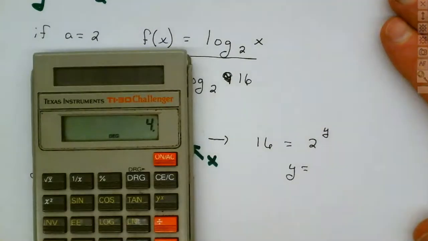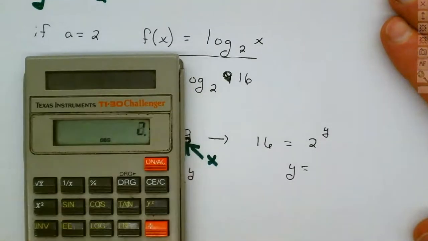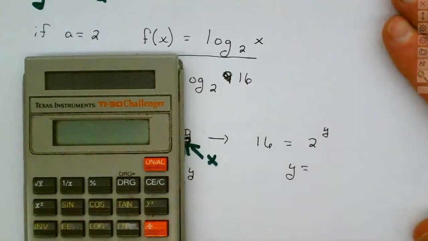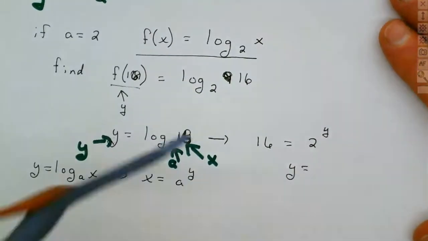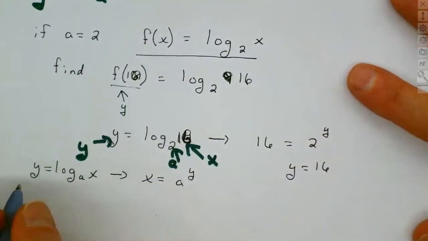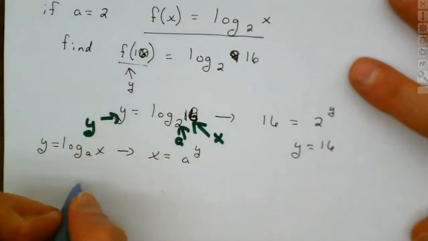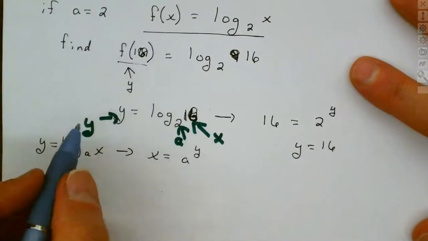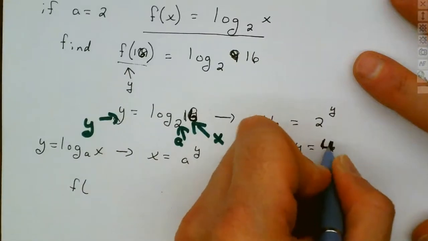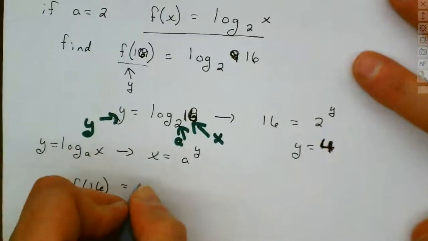2 squared is what? 4. 2 to the third is what? 8. 2 to the fourth is what? Yep, 2 to the fourth is going to be that 16. So we now know that y has to be 4. Oh wait, 4, not 16 here. My mistake, should be a 4, not a 16. So we now know that f of 16 equals what? 4.